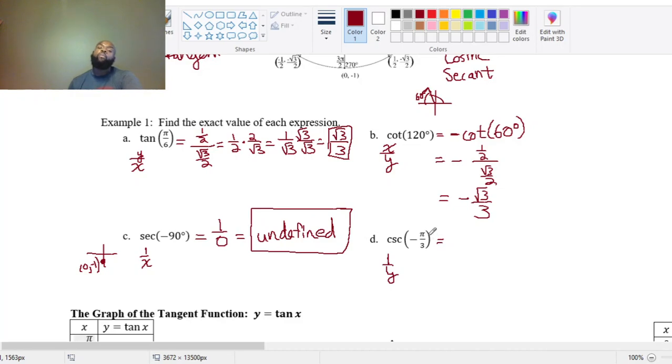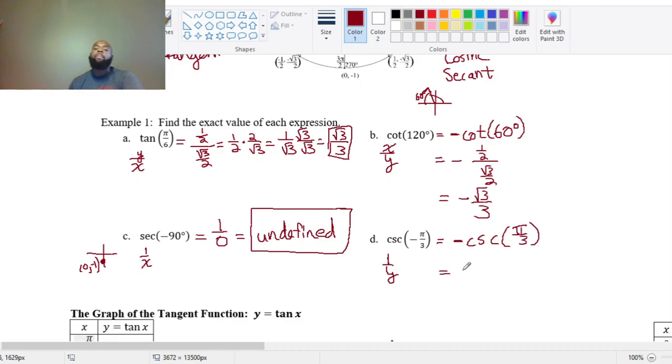Negative pi over 3 would be in my fourth quadrant. A coterminal angle for this would be 5 pi over 3. 5 pi over 3 has a reference angle of pi over 3 since it's in the fourth quadrant. We know that sine and cosecant are going to be negative because cosine and secant are the only positive ones. So this is equivalent to finding the cosecant of pi over 3.